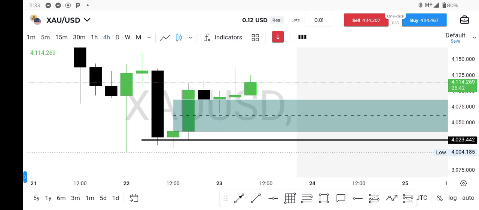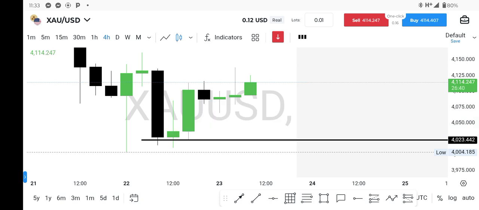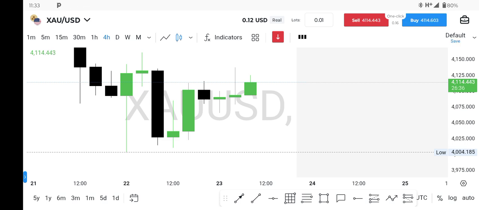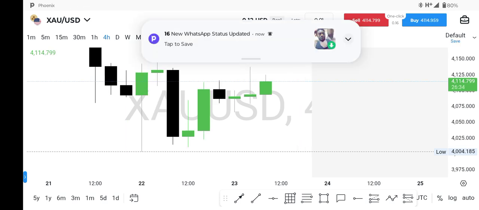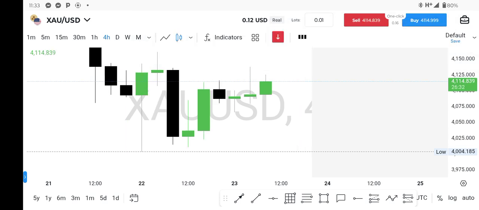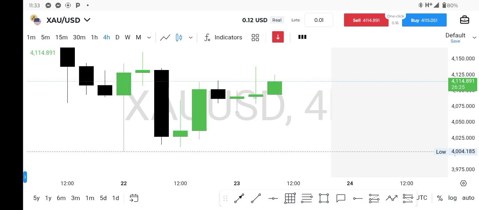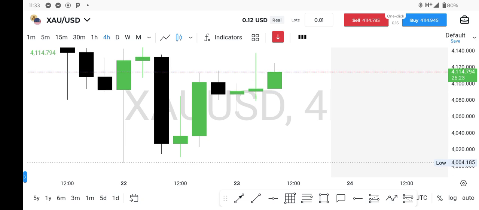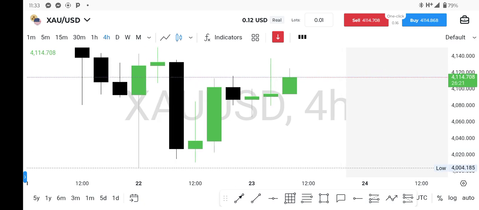Let's start all over again. In case you see something like this in a 4 hour and you want to enter a trade, and you feel like the market has left you behind.